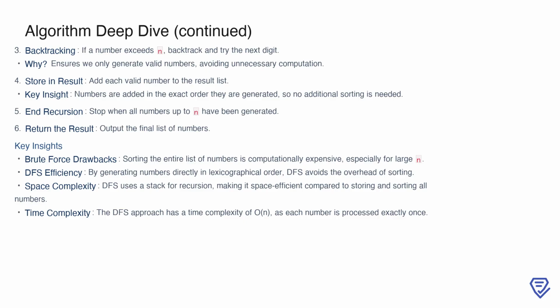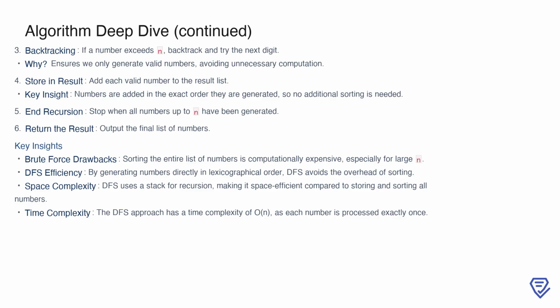For instance, starting with the digit 1, we can append 0 to form 10, then append 1 to form 11, and continue as long as the numbers remain valid. If a number exceeds n, the algorithm backtracks and tries the next digit. This backtracking ensures that we avoid unnecessary computations and only generate numbers within the valid range. Each valid number is added directly to the result list. Since the numbers are generated in lexicographical order during the DFS traversal, no additional sorting is required.